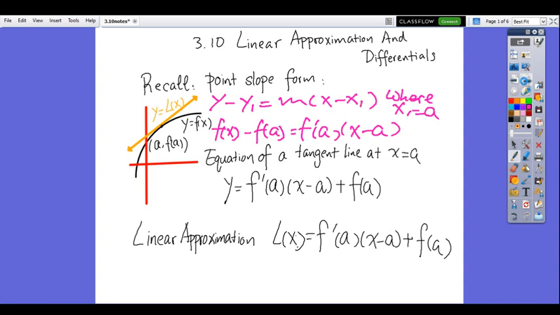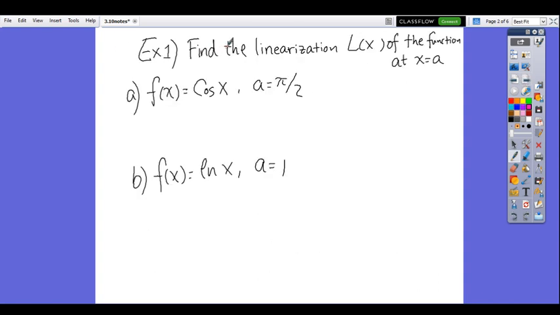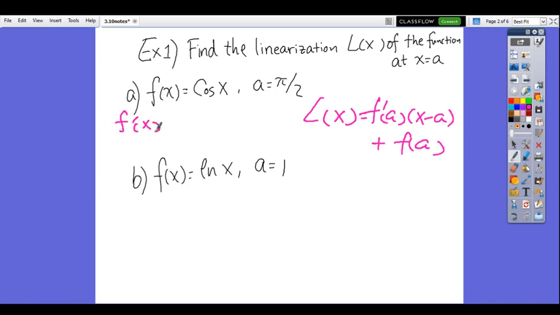Okay, so now let's take a look. How do we find the linearization formula L of x for the function at x equals a for the following? Again, we're going to use L of x equals f prime of a times x minus a, plus f of a. First thing you want to do is take the derivative, f prime of x. The derivative of cosine of x is negative sine x. And you want to find out what f prime of a is: negative sine of pi over 2. We know that sine of pi over 2 is 1, so it's negative 1.